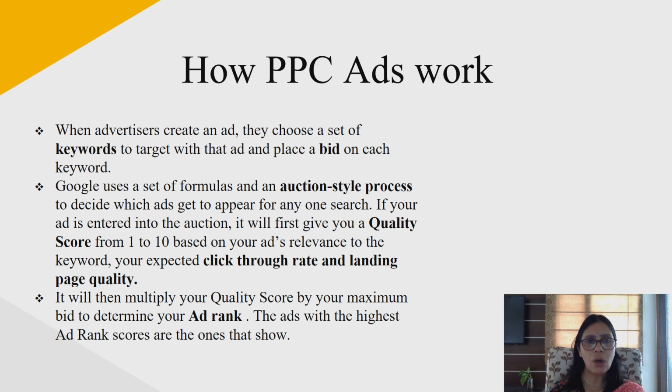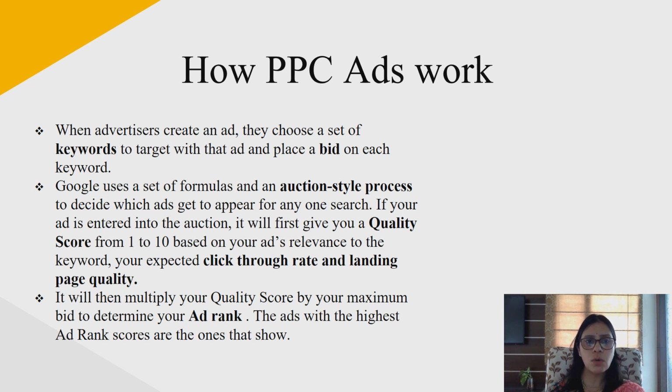So now how does that happen? When you are creating an ad, you choose certain keywords to target your audience, and you have to place a bid on each keyword. Now Google uses a set of formulas and an auction-style process to decide which ad appears for any one search. So now how does that auction-style process happen?